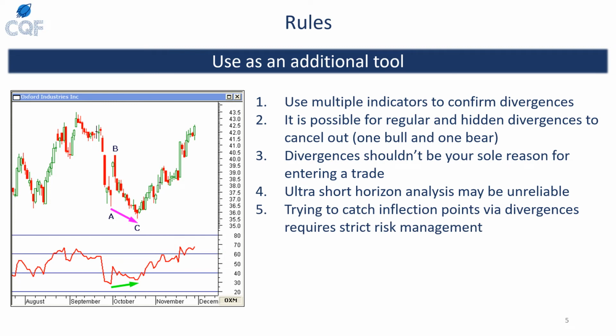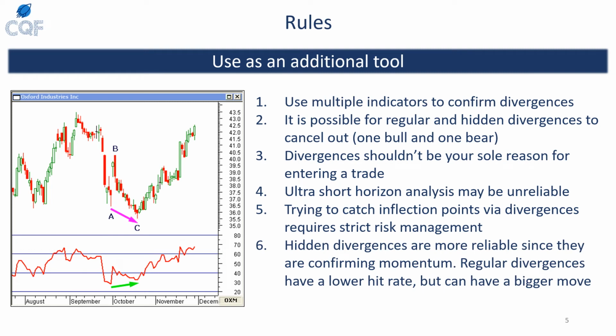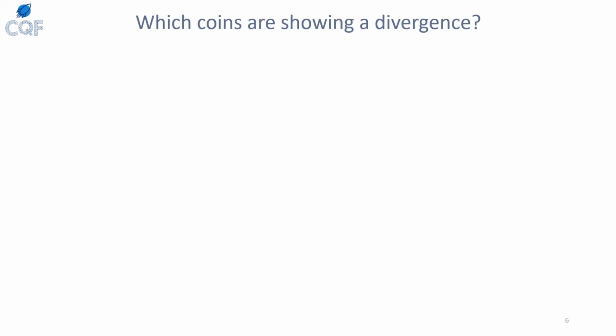I think with divergence, especially regular divergences, you require strict risk management because you're trying to catch an inflection point or reversal that can go against you pretty quick. Now, I mentioned this before, but hidden divergences are more reliable because they're confirming momentum, so a higher hit rate but a lower magnitude of winning, where regular divergences are the opposite. It's a lower hit rate, but can have a bigger move.